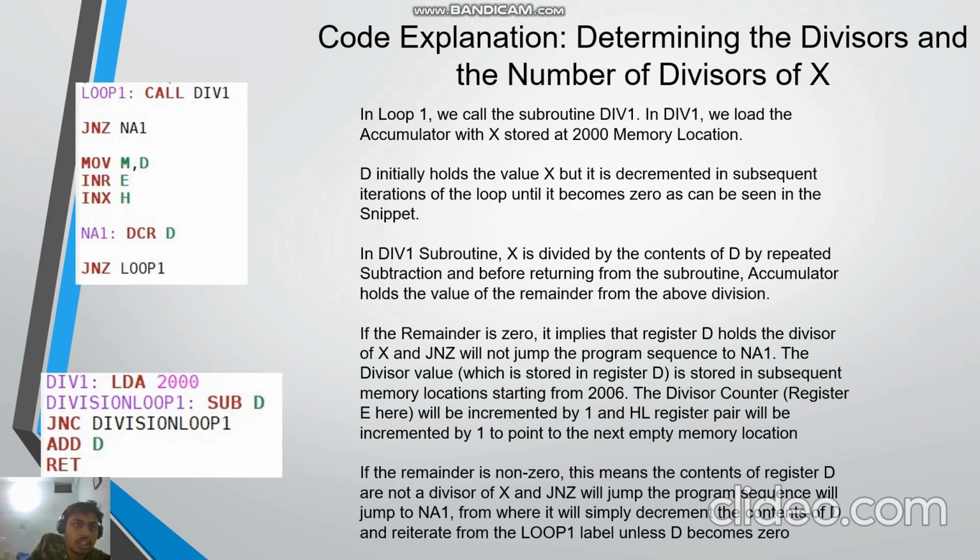Loop 1 here is the loop for determining all the divisors. That is, the dividend x will be divided by all the numbers from x to 1 to determine all the divisors, and these numbers would be counted by using the counter e. This is the subroutine for division. What you can see is that this would be doing division by repeated subtraction. We will explore this in detail in a moment.